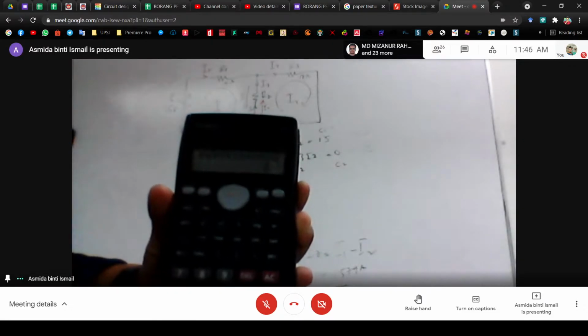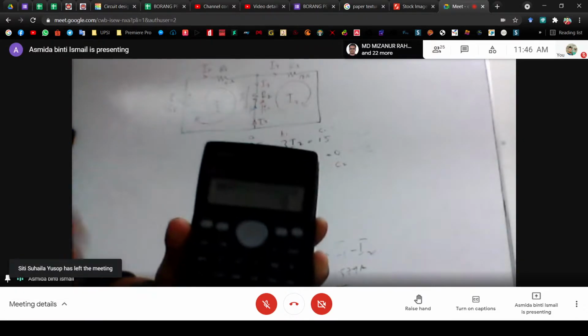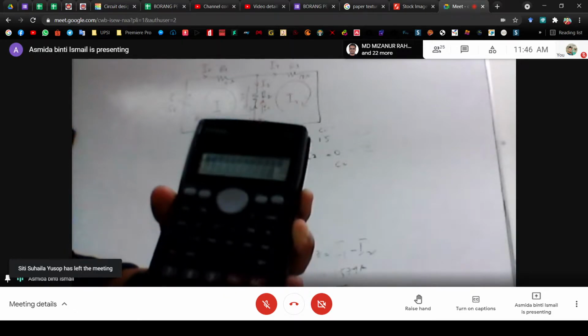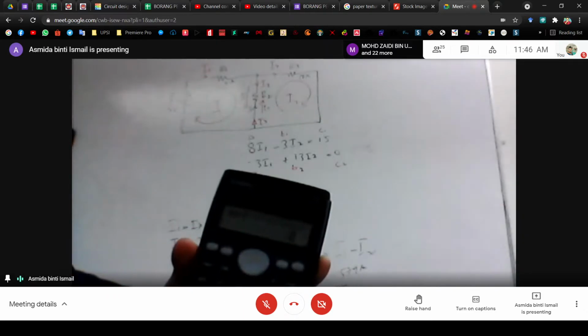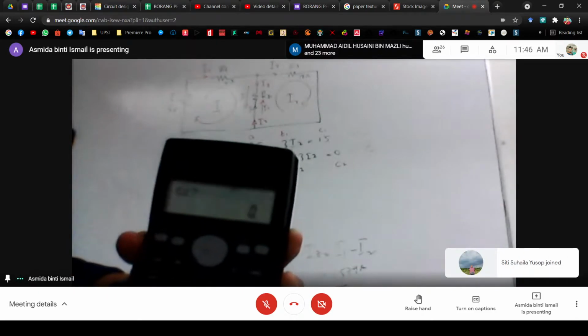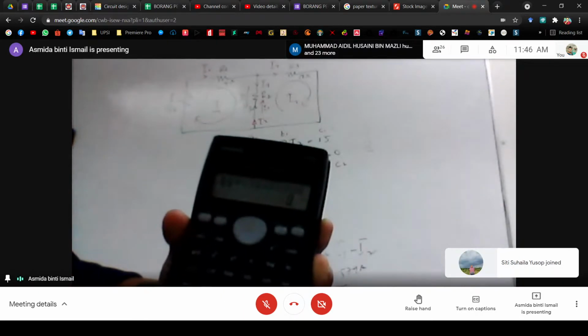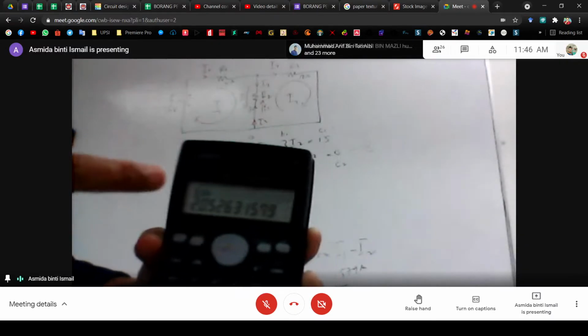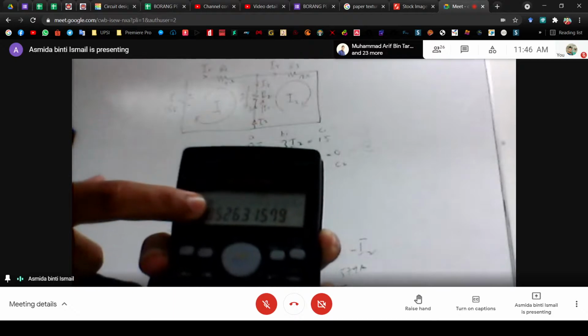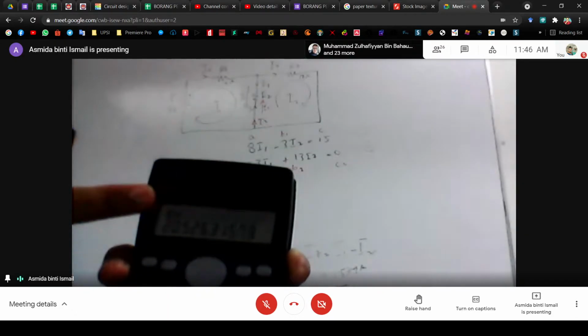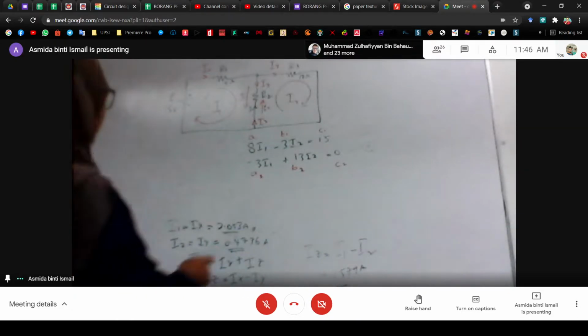C1 is 15. 1, 5, equal. A2. A2 is minus 3. Minus 3. B2 is 13. And then C2 is 0. Okay, you will get the answer. X is equal to 2.052. Okay. Actually, this X is equal to I1.